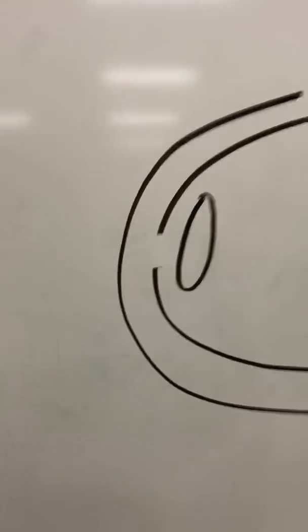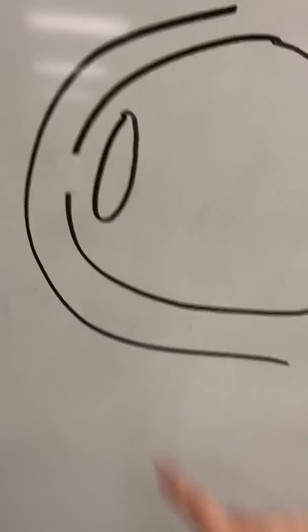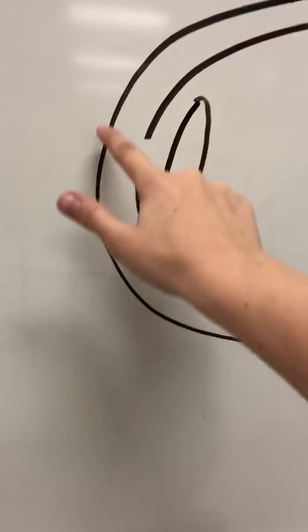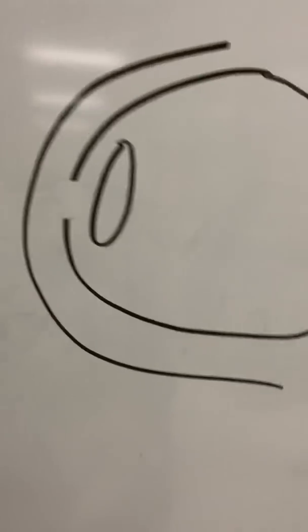Okay, and the first part of the eye that you need to know about is the cornea, and that would be the outer part of the eye. So like if you stuck your finger in your eye, you would touch your cornea first. Now I don't suggest doing that because it really hurts.